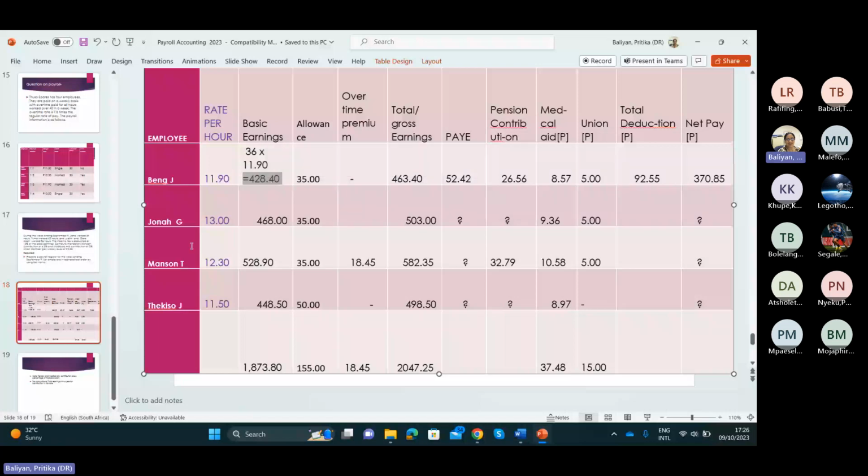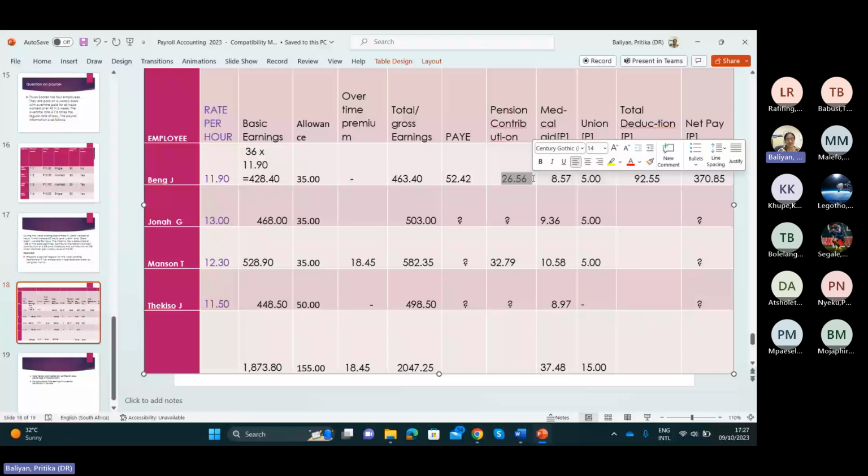After calculating this figure, this pension, which is already included in the gross earning, we have to subtract from the gross earning. So our gross earning is 463 pula and 40 thebe minus 26.56. The remaining amount after subtracting the pension is 436 pula and 84 thebe.